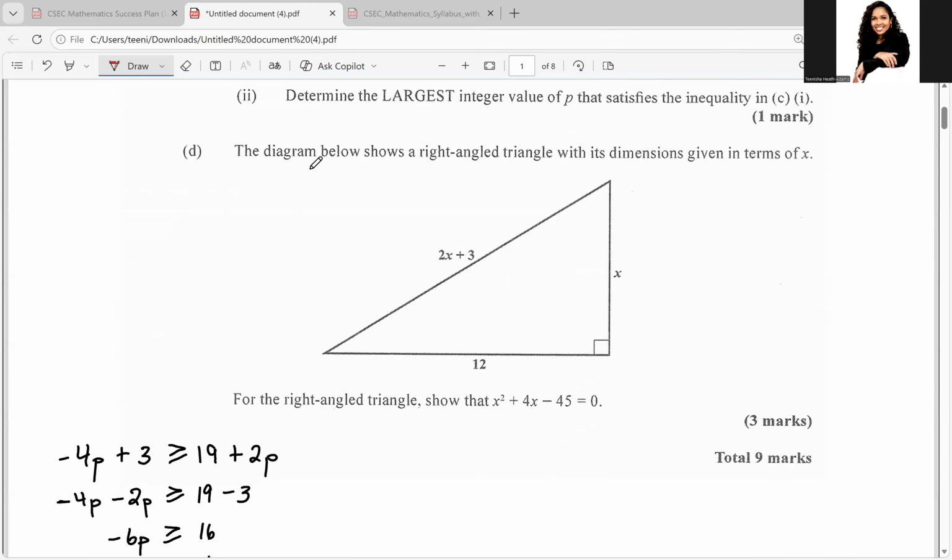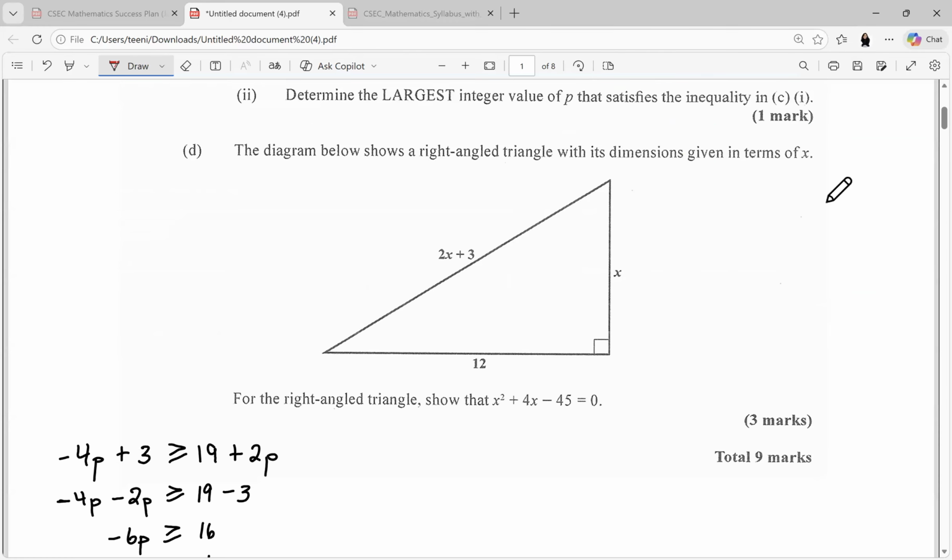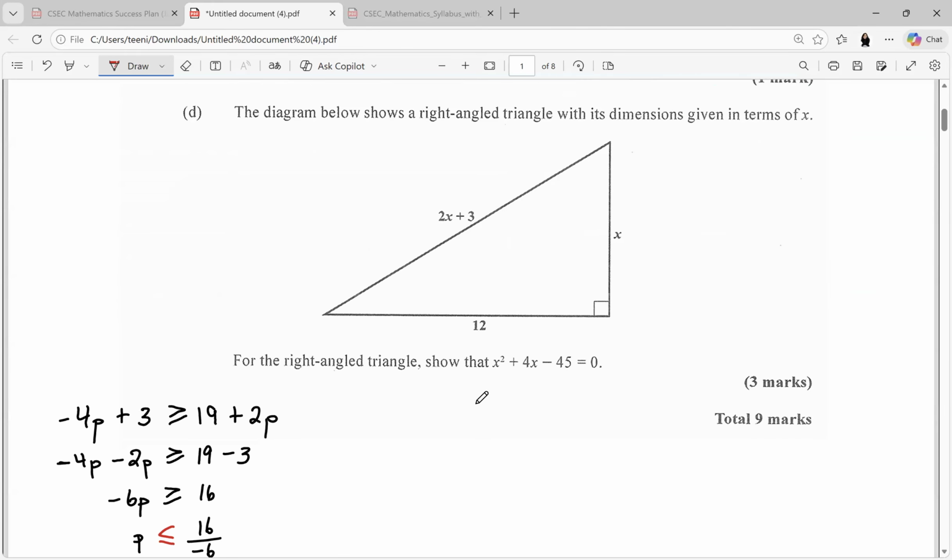Let's look at this question D. The diagram below shows a right triangle with its dimensions given in terms of x. For the right angle triangle, show that x squared plus 4x minus 45 is equal to 0. So we have a right angle triangle with its dimensions. Anybody knows what is the relationship between the sides of a right angle triangle? Anybody just give it a shot? What is the relationship between the sides of the right angle triangle?